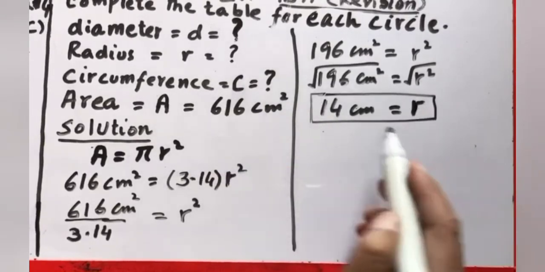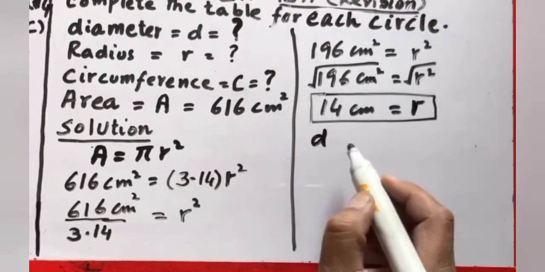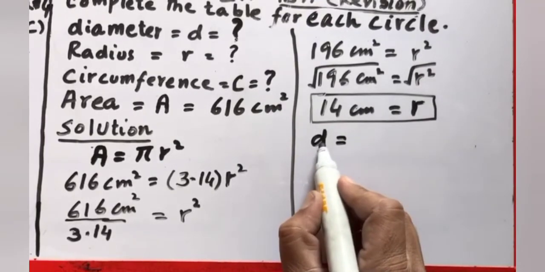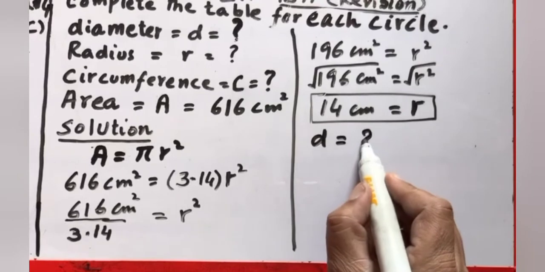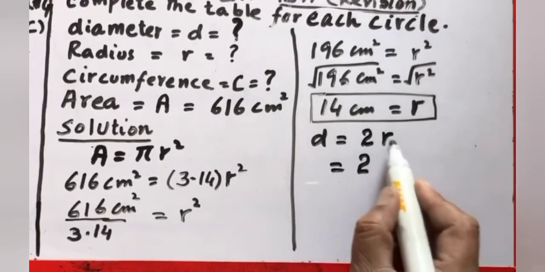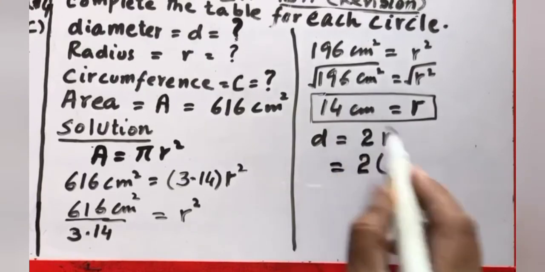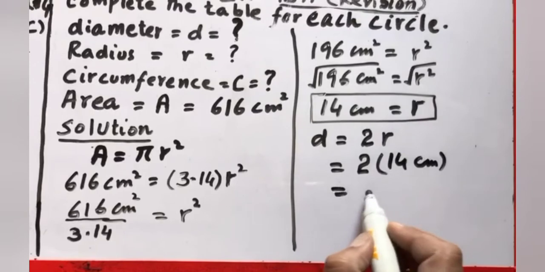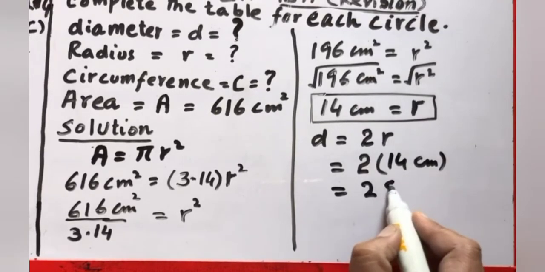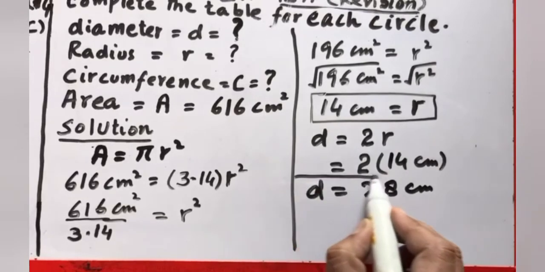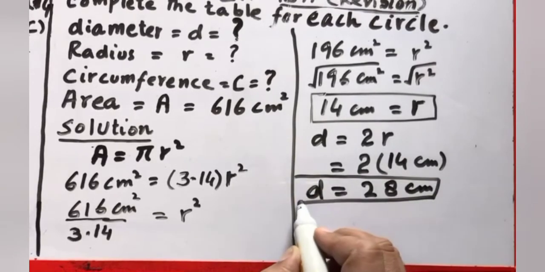By using this radius, we can easily find the other parts of a circle. Here we are going to find the diameter of a circle, which is equal to 2r. So by putting the values, the value of r is 14 centimeter. So we will multiply 14 by 2, and we will have 28 centimeter. So in this way we have found the value of diameter.